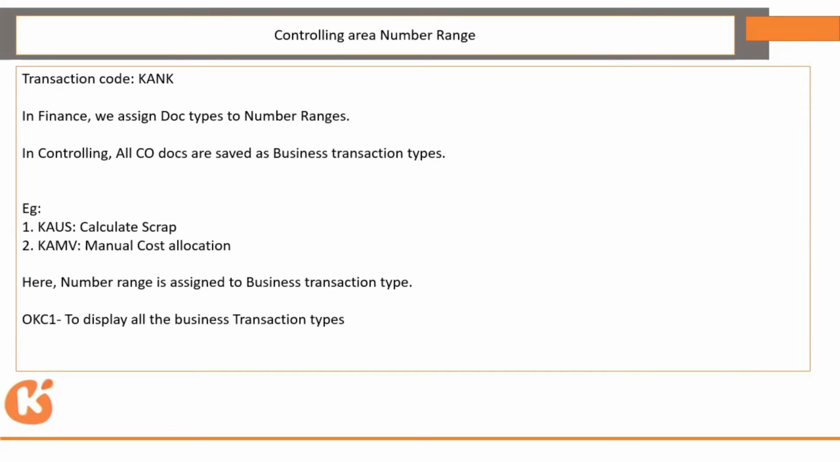For example, we have a controlling document for calculating scrap, KAUS, which is a business transaction type. And then we have KMB. There are multiple business transaction types actually. So when you create a new number range, that number range will be assigned to this particular KAUS, and that activity is done in the transaction code KANK. And in OKC1, we can find all the business transaction types that are available for controlling.